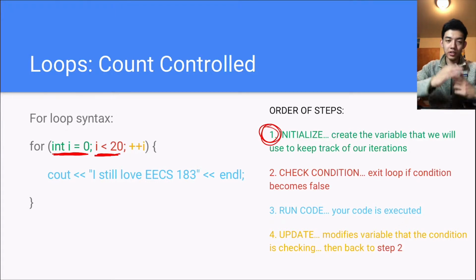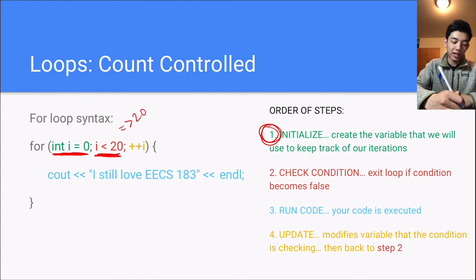This is where we're going to check our condition, and basically it's the rule for how many times this loop is going to be run. So our loop is going to run until that condition evaluates to false. In our case, our loop is going to keep running until this integer i becomes equal to or greater than 20, right? That's when this condition would be false.